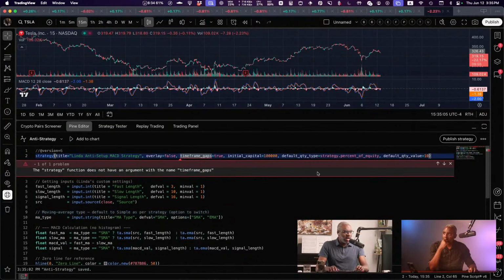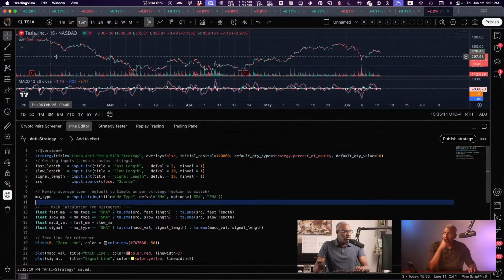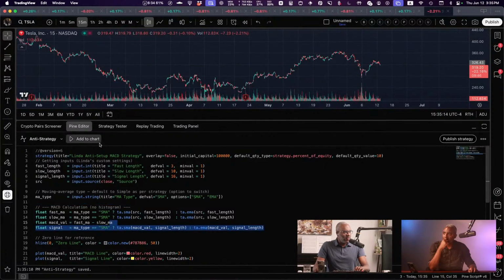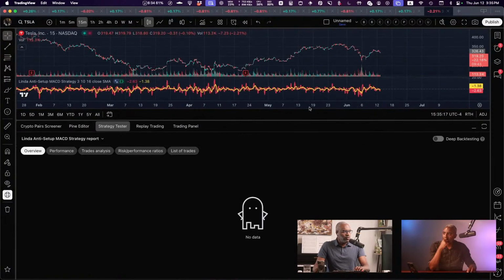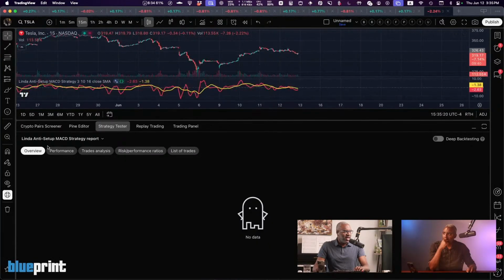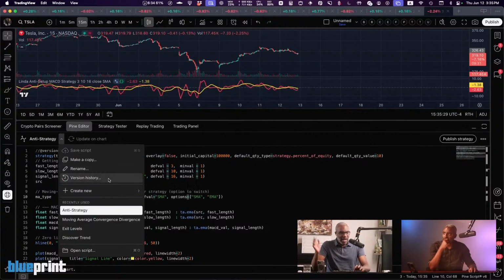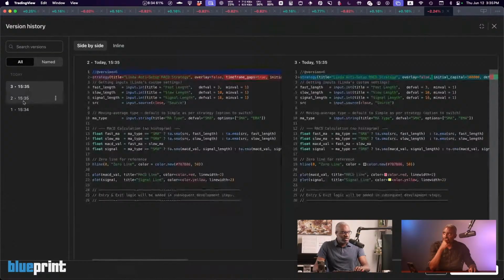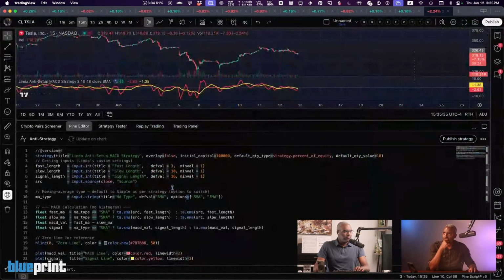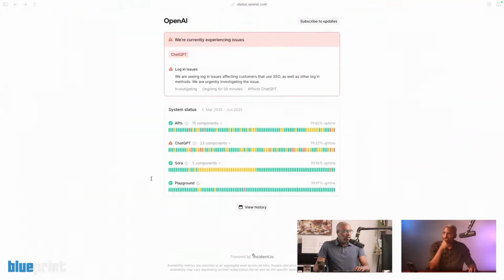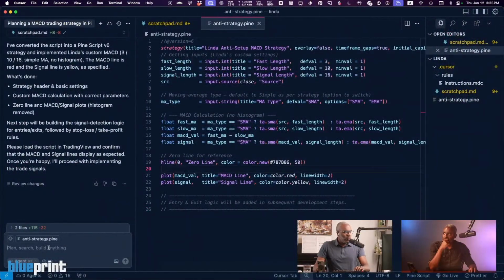There's a problem here. We can't use time frame gaps when it comes to strategy, so let's just remove that. Save it. Let me remove the existing MACD and add this one to the chart. Pretty intense. The reason I like doing this is that instead of going on GitHub and having our version system over there, which we could have, we have our versioning history here so that we can always step through the different versions that AI gave us. This is probably going to mess up at some point. Let's see. I have to remove time frame gap since that's no good.